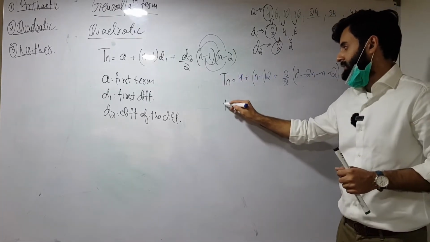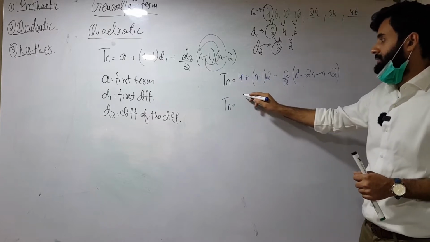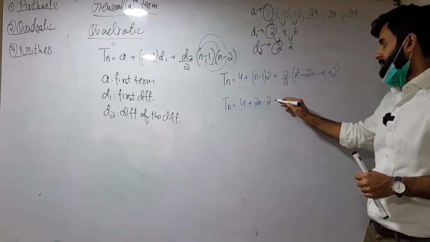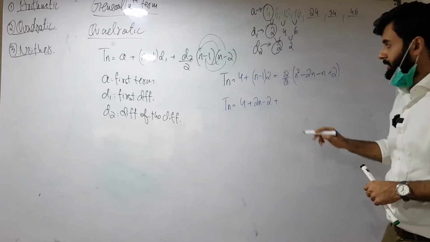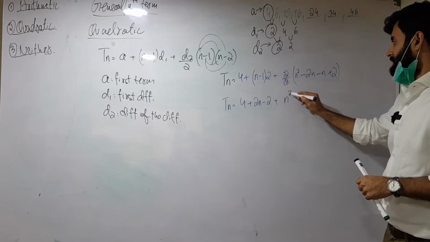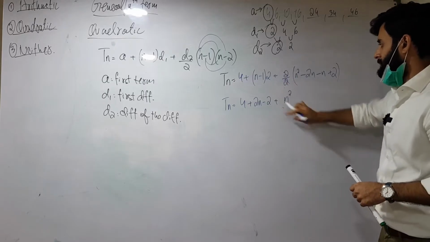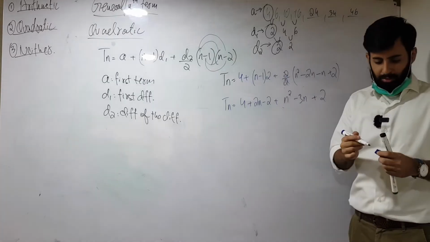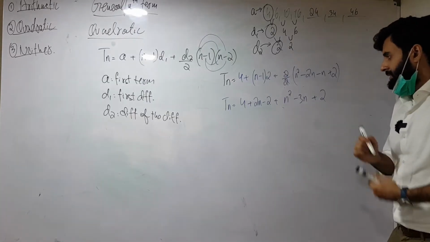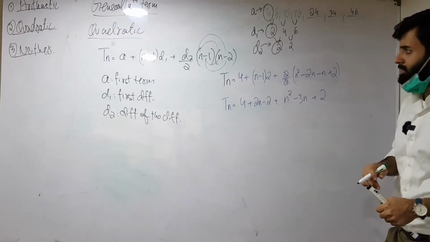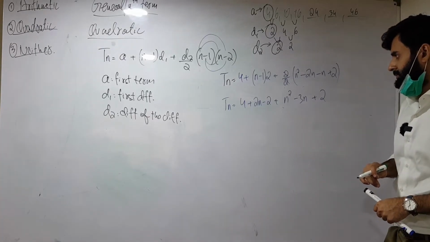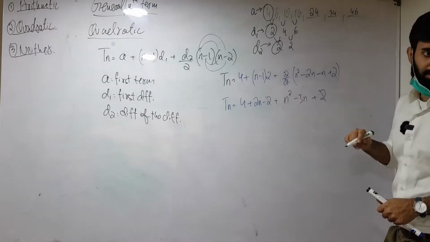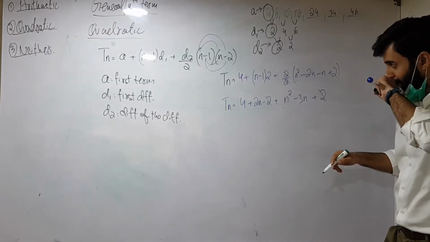Now let's start multiplying the brackets and simplifying it. So 4 plus 2n minus 2 plus 2, and the 2 and 2 will get cancelled, right? n square. There's no need to write a bracket here since it's just being multiplied by 1. Minus 3n plus 2. I want you guys to pay attention. Is there anything that I can cancel? Minus 2 plus 2, that's what I meant. Minus 2 plus 2 will take care of each other and this will become 0.